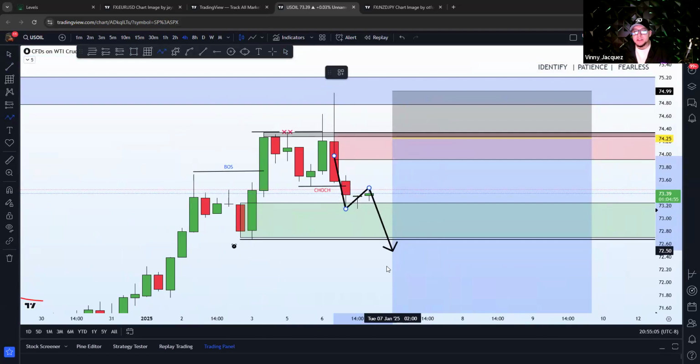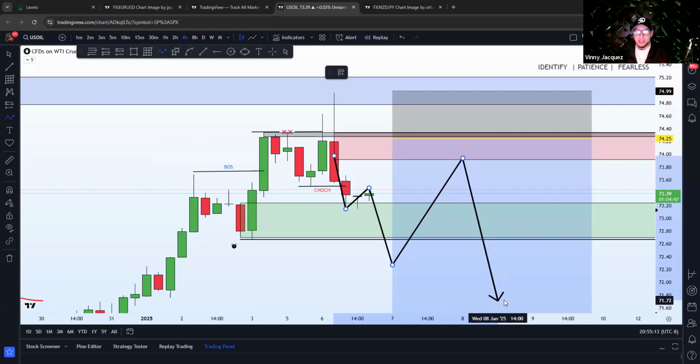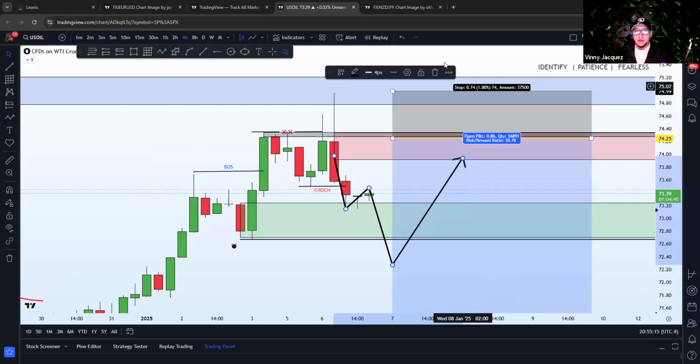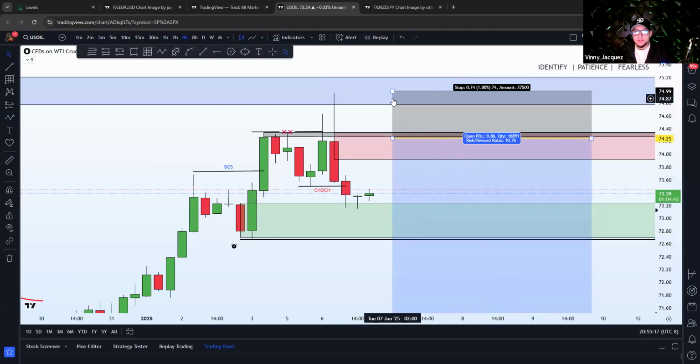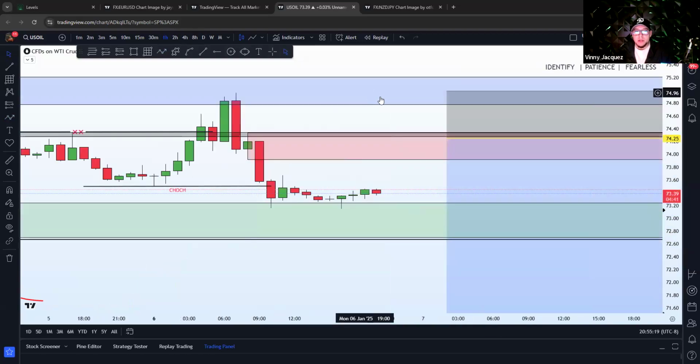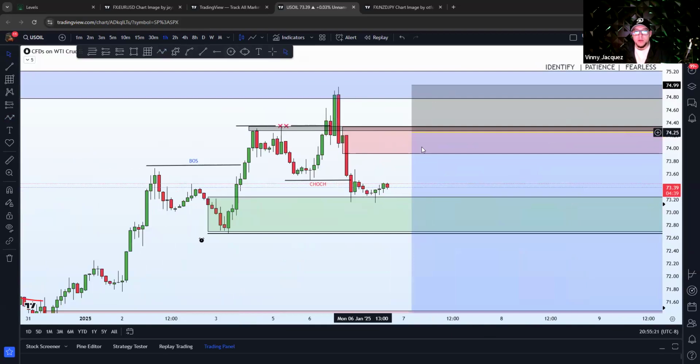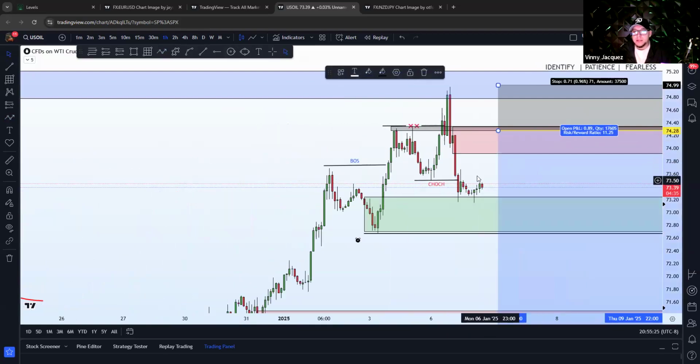But if the market continues to drop, this is extra confirmation, and I'm definitely going to be looking to take some sell positions. Makes sense, guys? Any questions about that? I'm definitely looking to take some sales with US oil though. This looks too clean of a shift in market structure not to take.